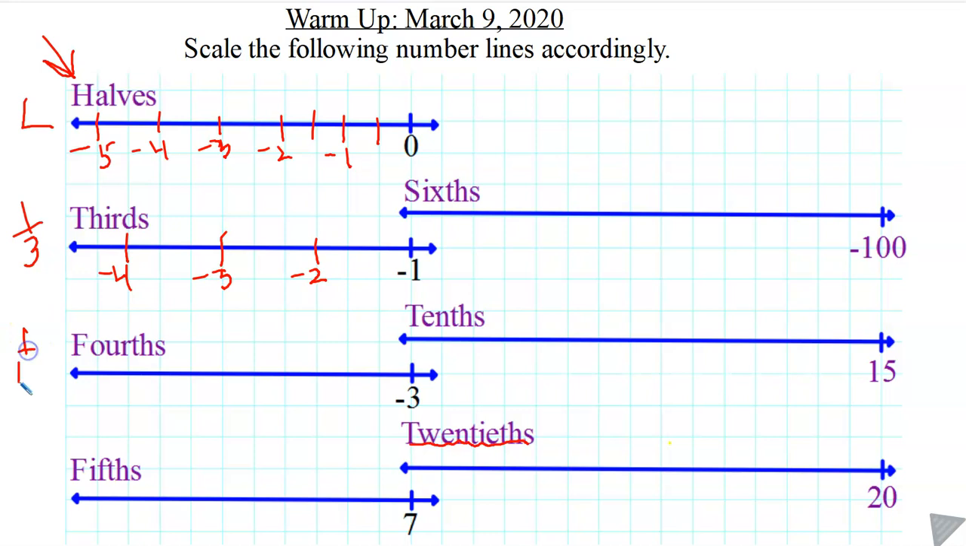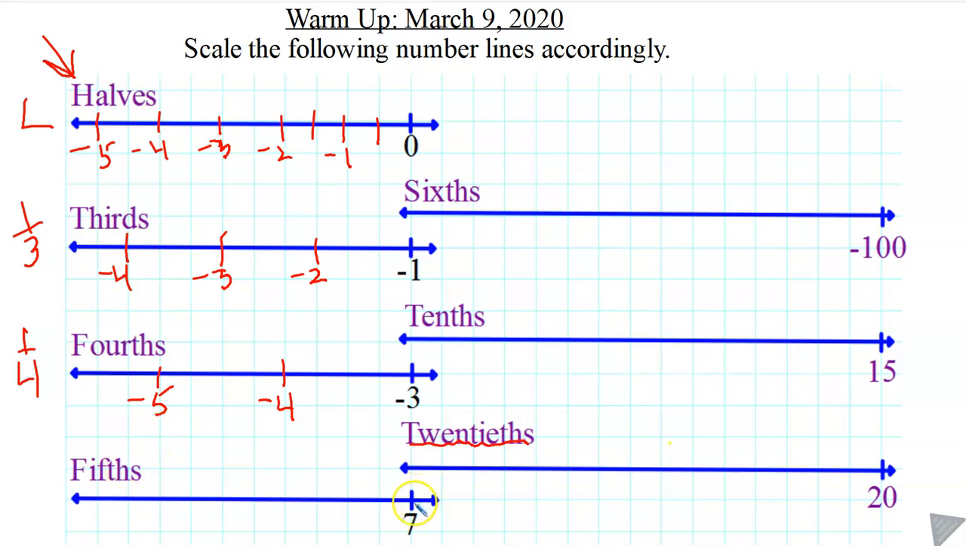This one's being scaled by fourths. So if I count backwards from -3, 1/4, 2/4, 3/4. This would be 4/4. 1, 2, 3. This would be 4. Does that make sense? All right. So either keep going or maybe pause the video. If you watched me do a few, then you should try a few on your own.